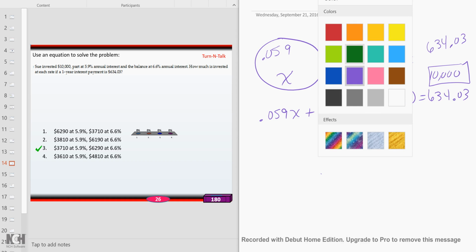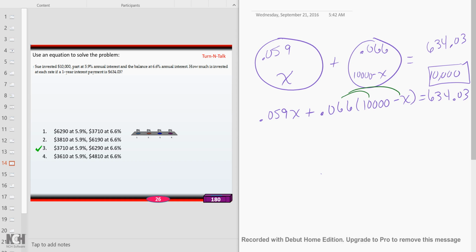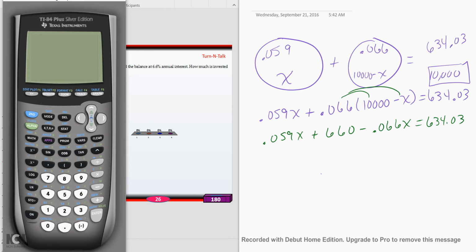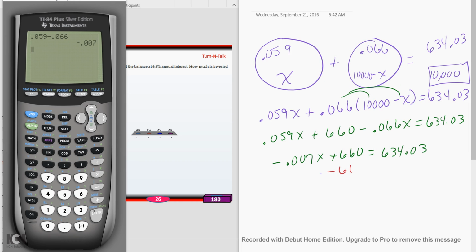Distribute, and I have 0.059x plus 660 minus 0.066x equals 634.03. If I combine my like terms, my x's, 0.059 minus 0.066, I get negative 0.007x plus 660 equals 634.03. I'm going to subtract 660.